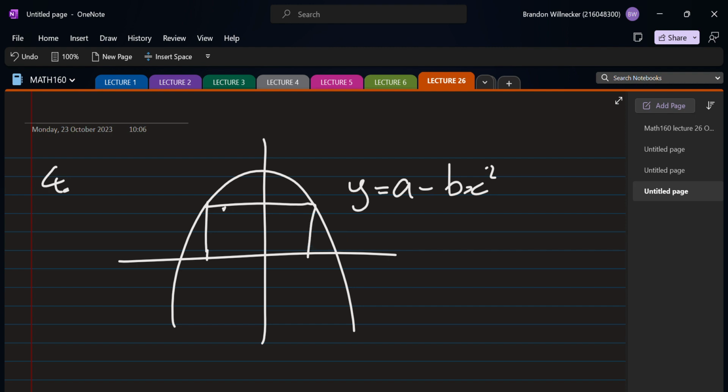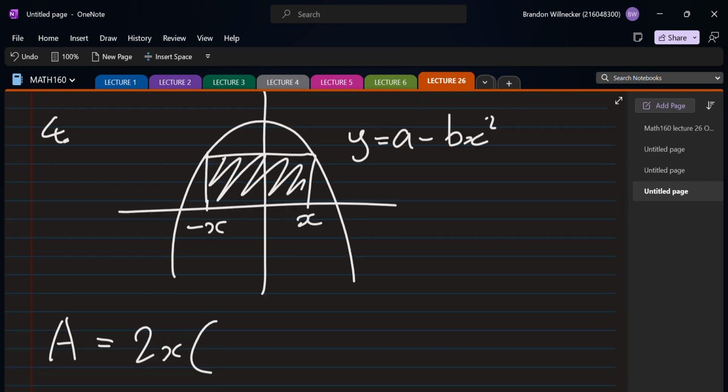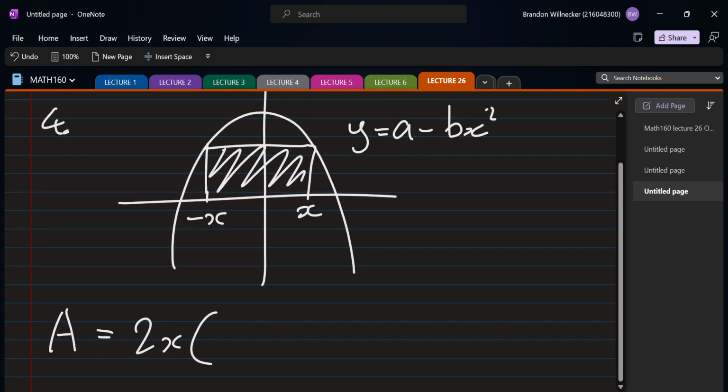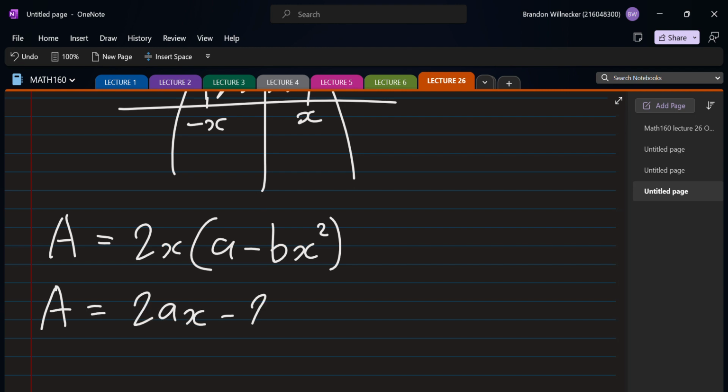Okay, so we've got our inscribed rectangle with some base point there, x. So if that's x, the other side is minus x, and so the total width is 2x. Okay, so what's the area? The area is going to be base times height, so it's going to be 2x times the height. The height is the function value, so that's a minus bx squared. Okay, let's multiply this out. So we get 2ax minus 2bx cubed.